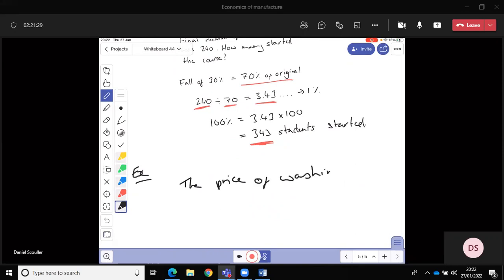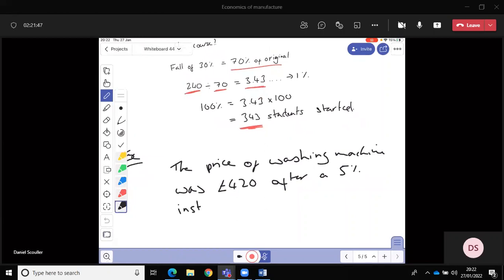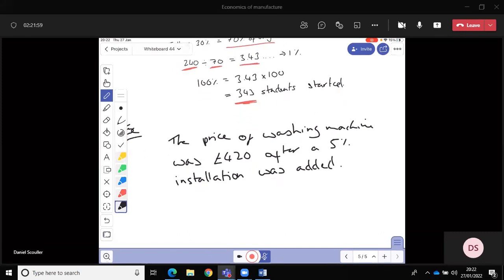Price of a washing machine, nice obscure one. Was £420 after a 5% installation fee was applied, was added. Find the cost of the machine before installation.